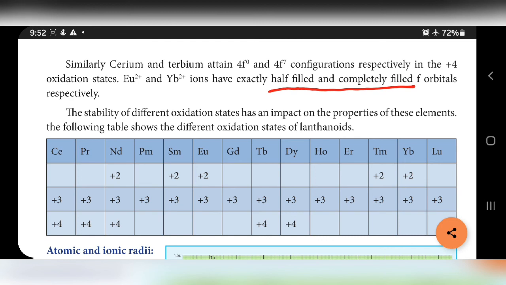The following table shows the different oxidation states of the lanthanoids. From this table we can understand the oxidation states of the f block elements. So with this, the video on the oxidation state of lanthanides is over. Remaining we will continue in our next video.